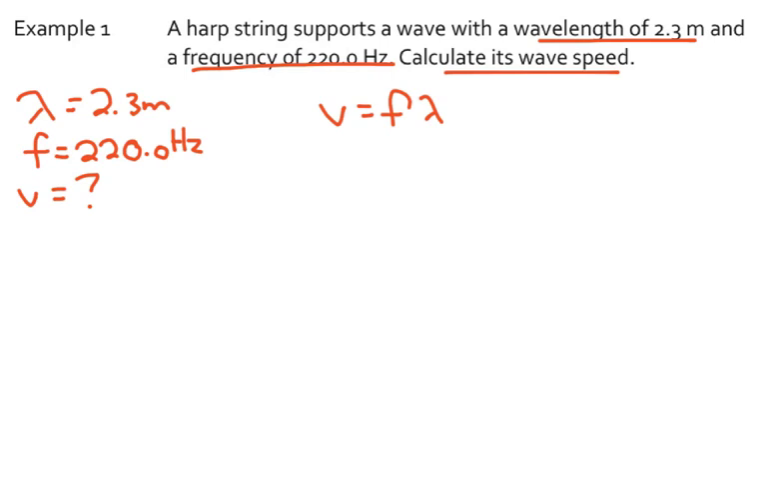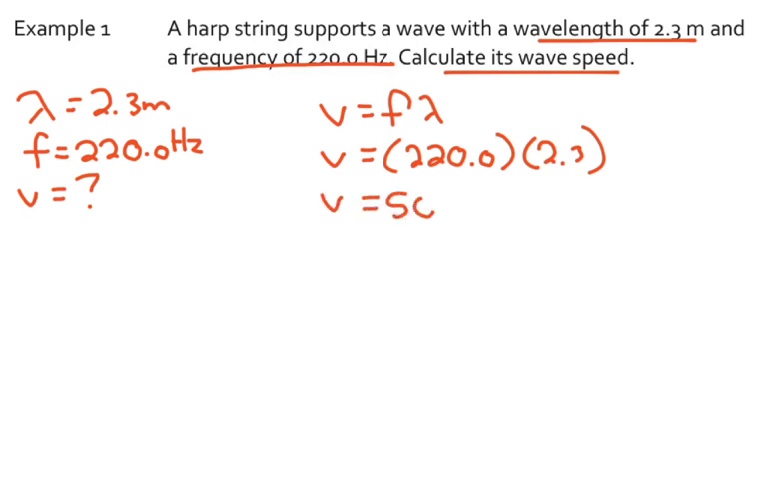Substitute in what we know. V we don't, so we'll leave it as V. F, 220.0 hertz. Lambda, 2.3 meters. That calculates out to 506.